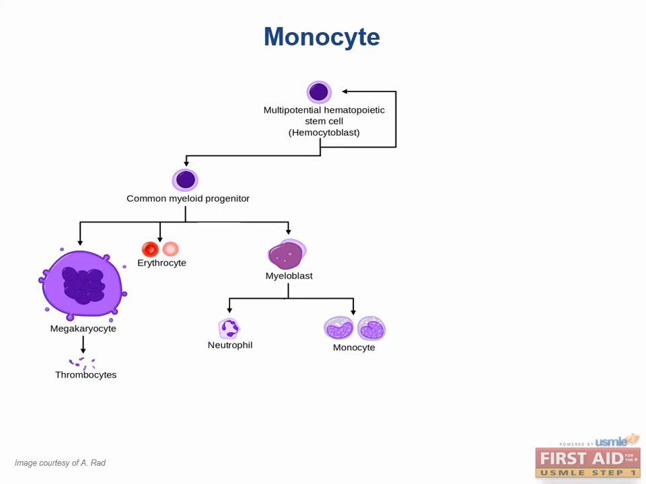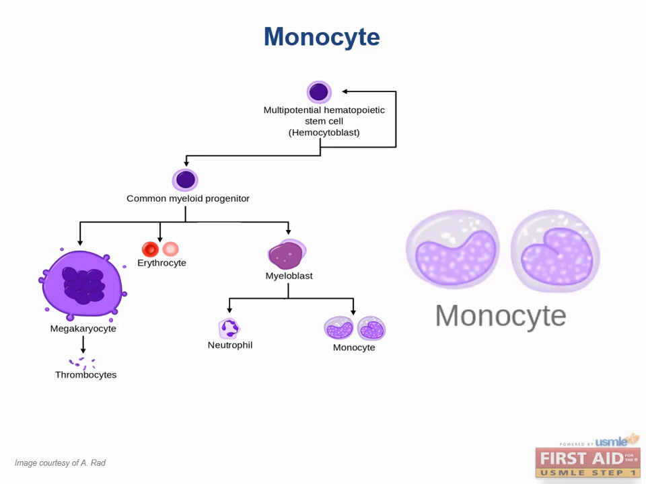Monocytes are again derived from the myeloblast of myeloid lineage, and they make up 2 to 10% of leukocytes. The monocyte is a large cell and has a large unilobular or kidney-shaped nucleus with frosted glass cytoplasm. The classic nucleus is presented well here in this drawing. When monocytes leave the bloodstream and enter the tissues, they differentiate into macrophages and dendritic cells.